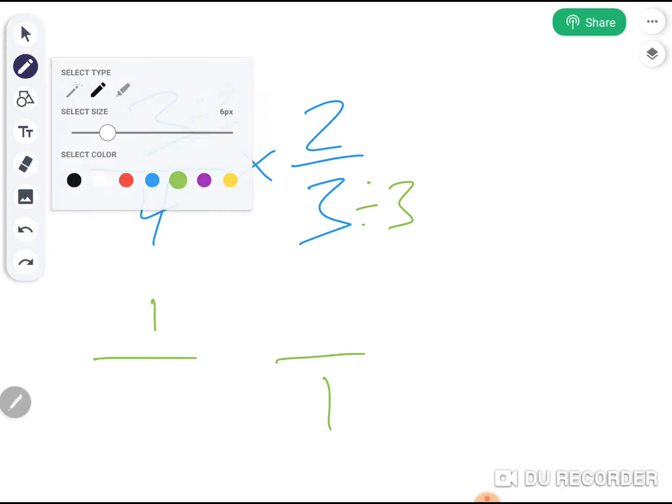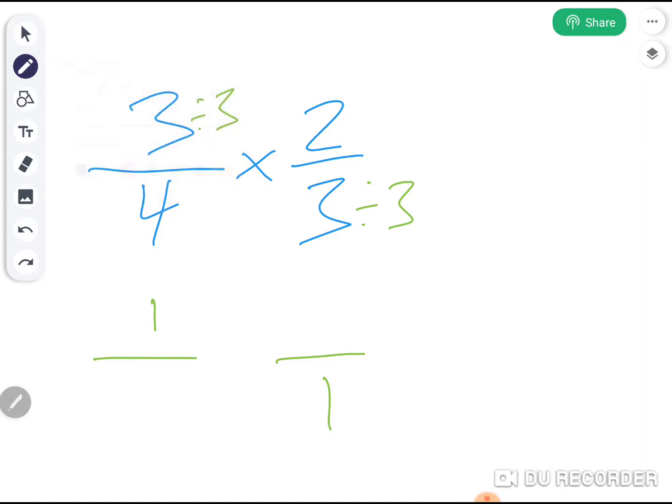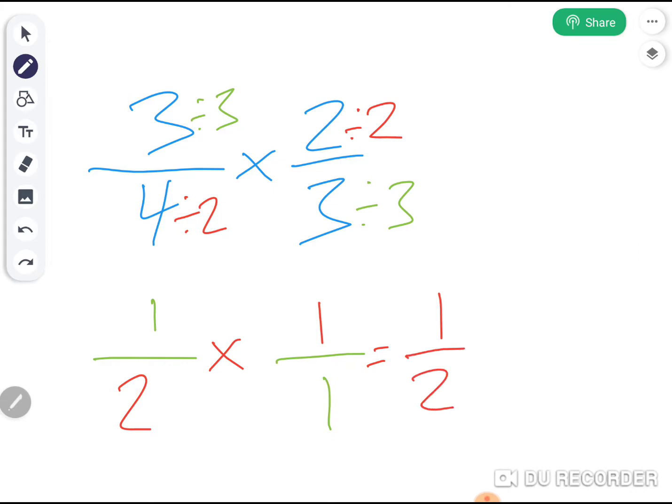Now, I'm also noticing that I can divide 4 and 2 both by 2. So I can do 4 divided by 2, and I can do 2 divided by 2. 4 divided by 2 equals 2, and 2 divided by 2 equals 1. So now, even though these are different numbers that I'm working with, if I multiply 1 times 1, I get 1. And I multiply 2 times 1, and I get 2.